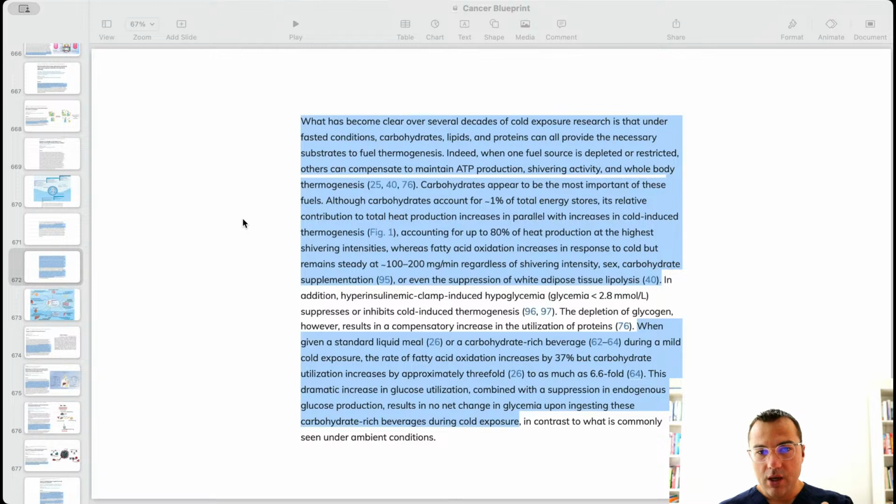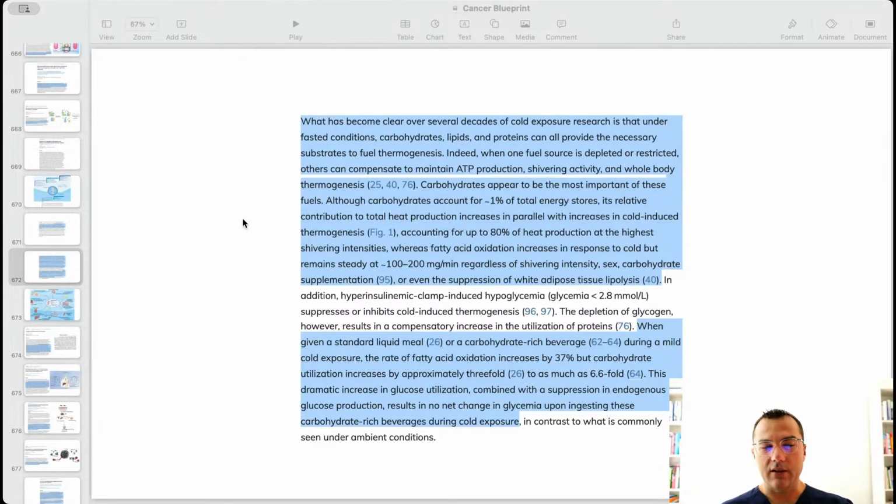However, it says later, carbohydrates appear to be the most important of these fuels. Although carbohydrates account for about 1% of total energy stores, their relative contribution to total heat production increases in parallel with increases in cold-induced thermogenesis, accounting for up to 80% of heat production at the highest shivering intensities, whereas fatty acid oxidation increases in response to cold but remains steady at about 100 to 200 milligrams per minute, regardless of the shivering intensity, sex, carbohydrate supplementation, or even the suppression of white adipose lipolysis.